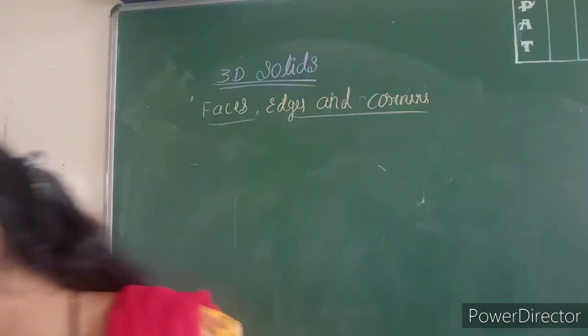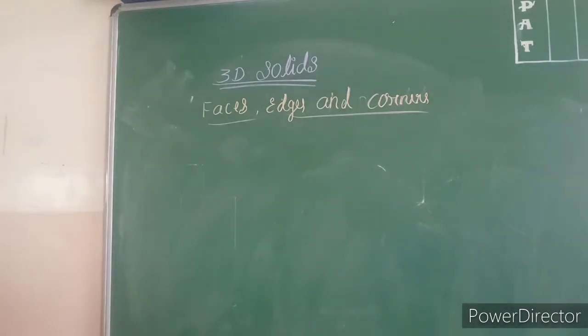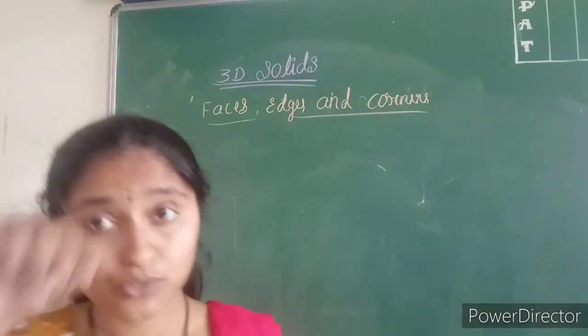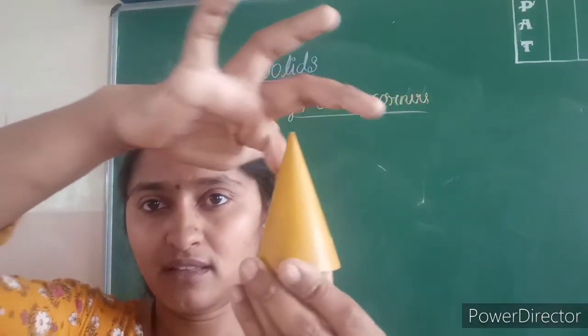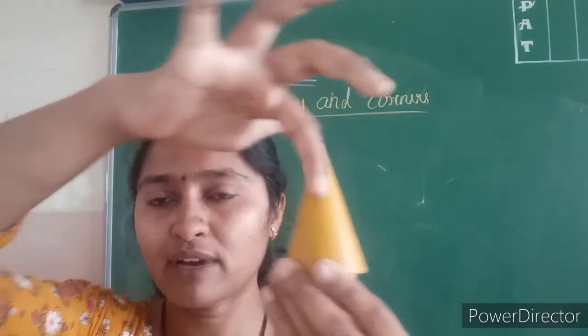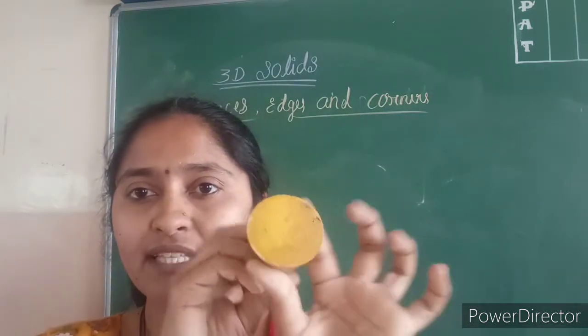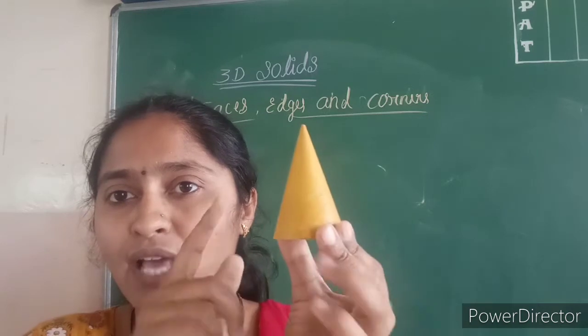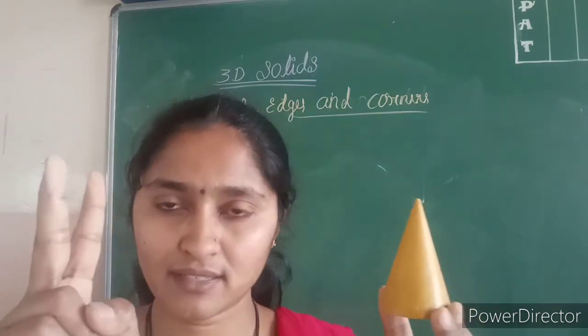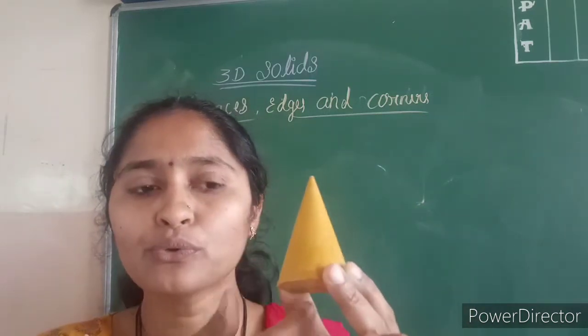Okay, then here we have a cone. Okay, so how many faces does a cone have? This whole circle is one face of the cone and this is one more face of the cone. So how many faces does a cone have? It has 2 faces.